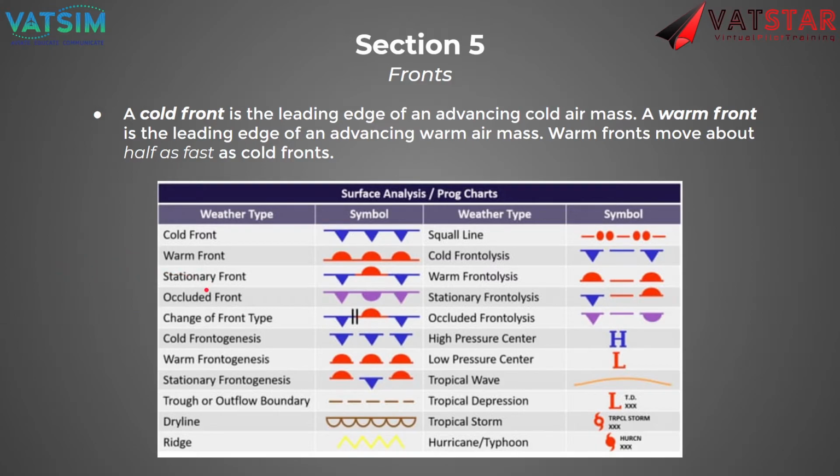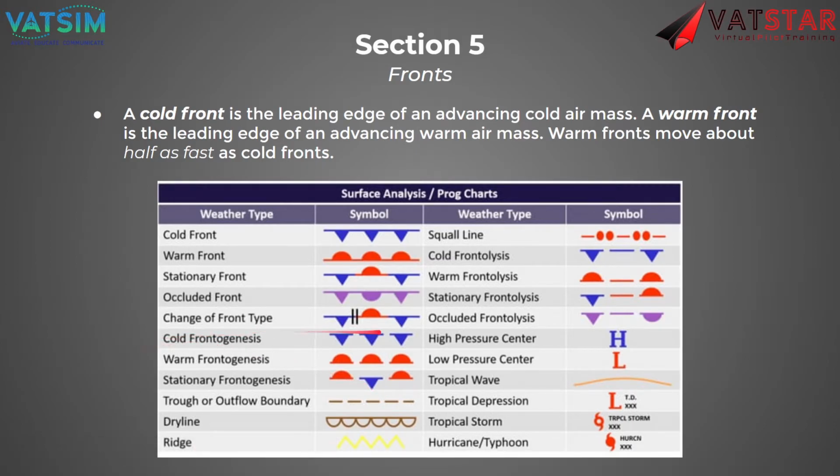An occluded front is triangles and circles on the same side, which are purple. And a front that is changing is indicated with these black lines here. And then these are typically not as important for pilots, but they're indicated on the chart as segmented lines of the related front. What is an occluded front?